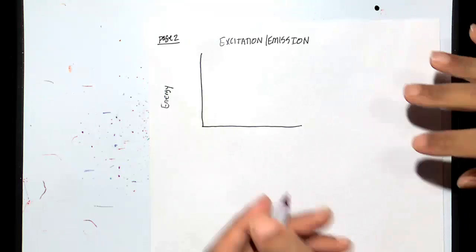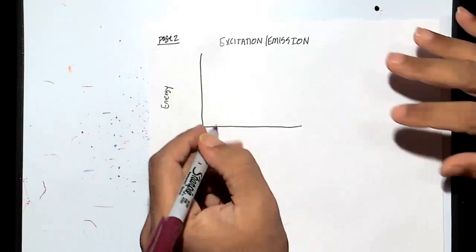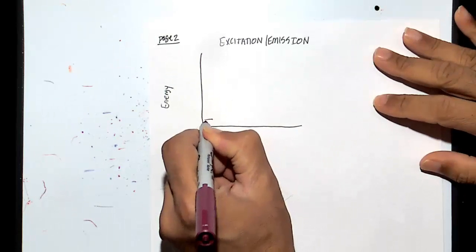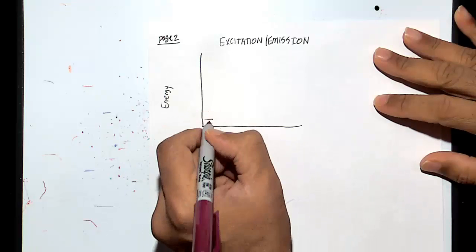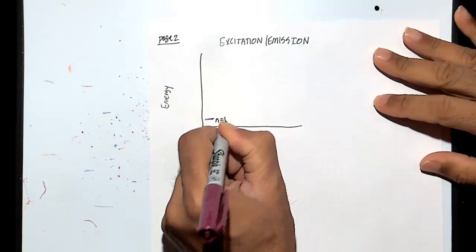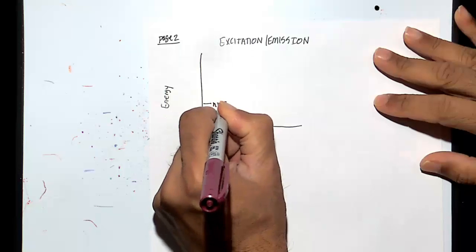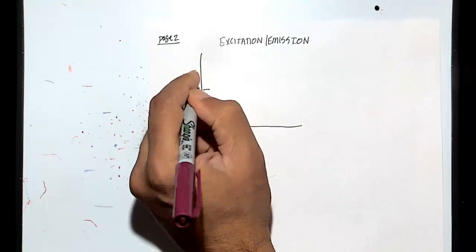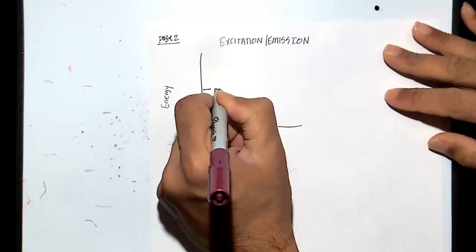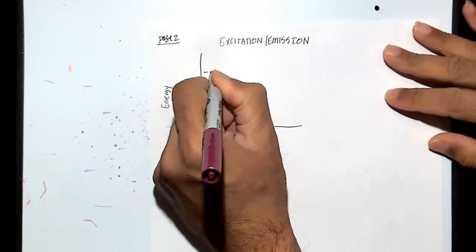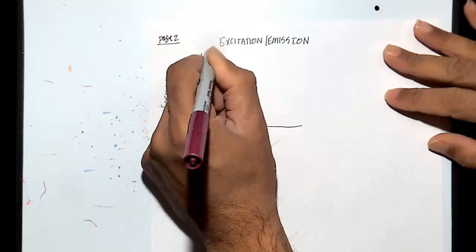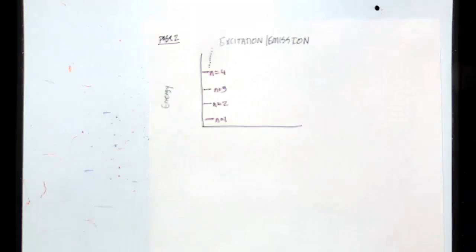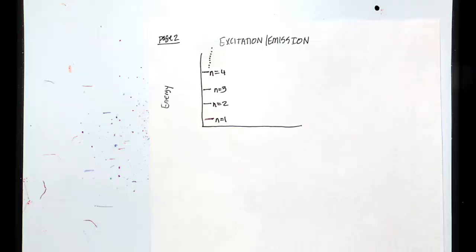So in this atom, we have energy level 1. We'll call that n equals 1. And then there's n equals 2. You guys are n equals 3. n equals 4, so on and so forth. Higher and higher energy levels as we go up.